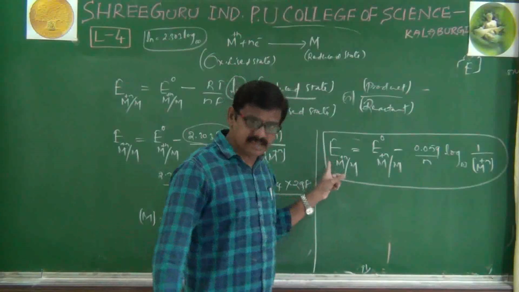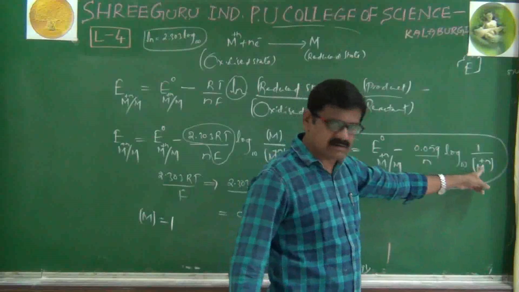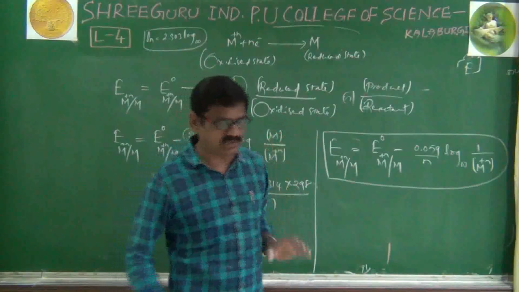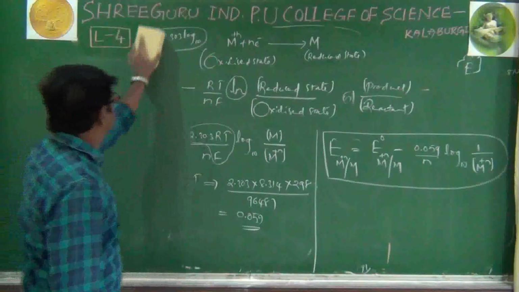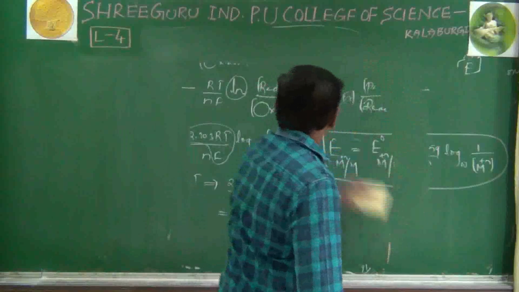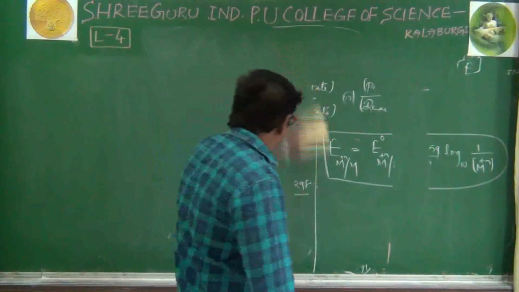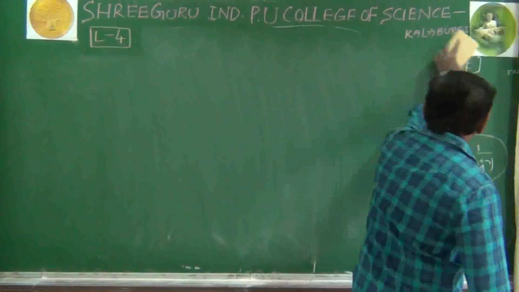Here E is the single electrode potential, E naught is the standard electrode potential, this is the metal ion concentration, and n is the number of electrons involved in the process. Now we'll solve some questions based on this Nernst equation.